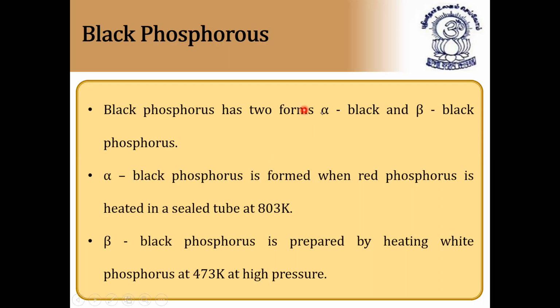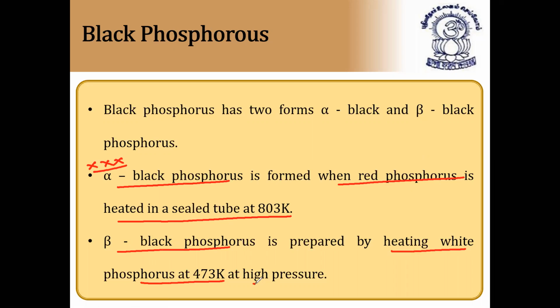Next, black phosphorus. Black phosphorus has two forms, alpha black and beta black phosphorus. Alpha black phosphorus is formed when red phosphorus is heated. This is very, very important. These sentences they'll ask in the competitive exam. Alpha black phosphorus is formed when red phosphorus is heated in a sealed tube at 803 kelvins, whereas beta black phosphorus is prepared by heating white phosphorus at 473 kelvins at high pressure.